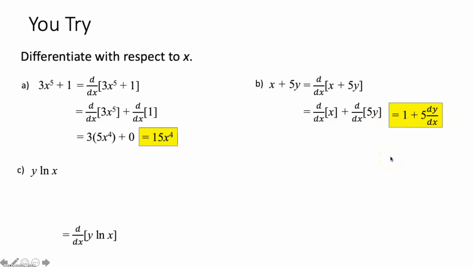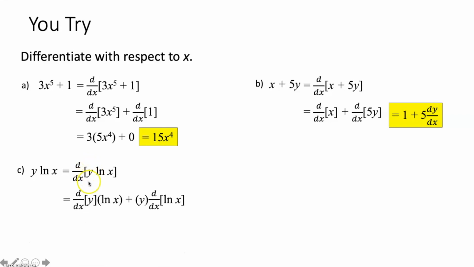Next, here, I'm taking the derivative again with respect to x. I have y times ln of x. This is a function times a function, therefore we need to use the product rule. The product rule says I take the derivative of the first times the second plus the first times the derivative of the second. Now here, in this first one, we're taking the derivative of y with respect to x. These do not match. So what I have to do is take the derivative of y, which is 1, and then multiply it by dy/dx. So it just becomes dy/dx times ln of x.